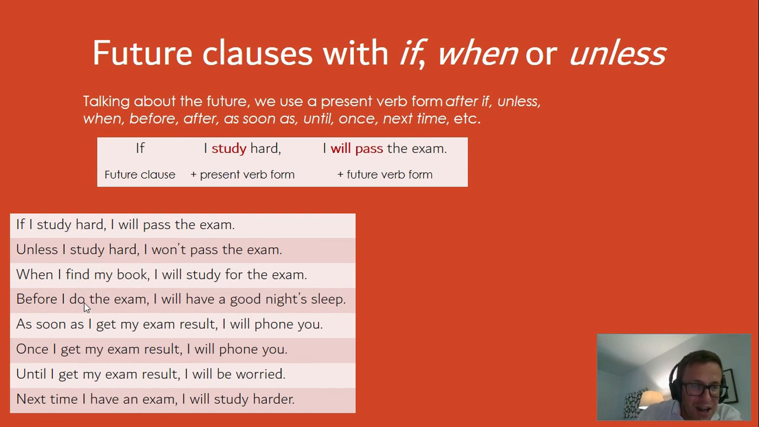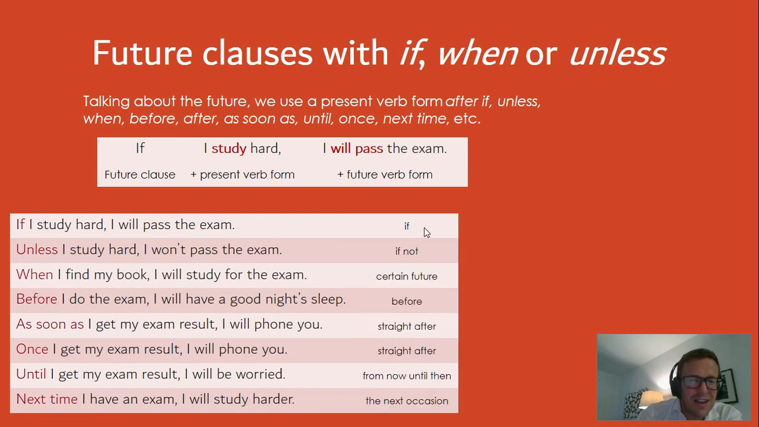Study, study, find, do, get, and have. They're all present verb forms that are talking about the future. But the words mean different things. Unless is if not, when is I know the future, before is before, as soon as and once means straight after, immediately after, until means now until that time, and next time, of course, the next time, the next occasion.